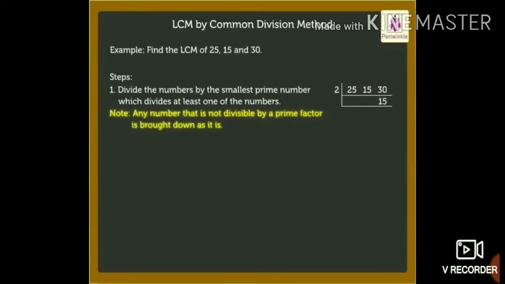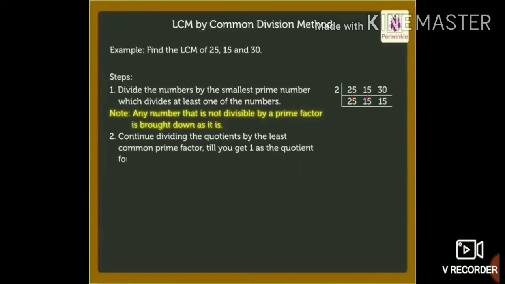The note is: any number that is not divisible by a prime factor, you bring down as it is. If the given number is not divisible by any prime number, write the number as it is. So I have written 25 as it is and 15 as it is. Then 25, 15 and 15. You have to continue dividing the quotients by the least common factor until you get 1 as the quotient for all the numbers.